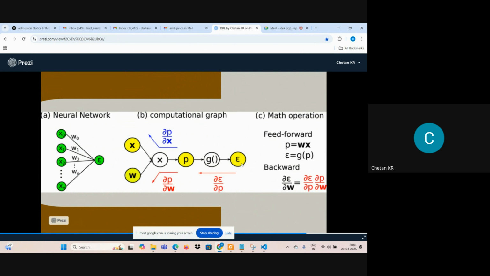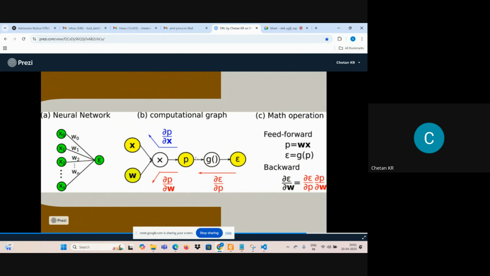If you want the partial derivative with respect to W, that is here, backward propagation, we multiply it by two things: the partial derivative of E with respect to P, and the partial derivative of P, which is actually Wx, with respect to W. These two cancel, and you will get delta E by delta W only. Now, delta E by delta P has to be calculated first, then communicated back. And to W, what do you have to communicate? Delta P by delta W. To X, what do you have to communicate? Delta P by delta X.